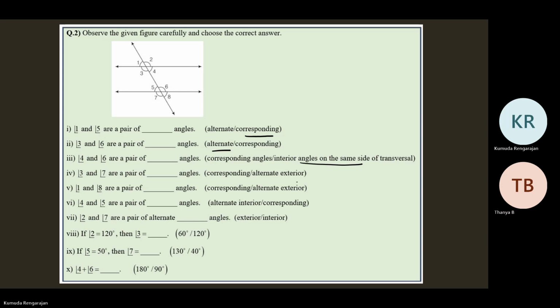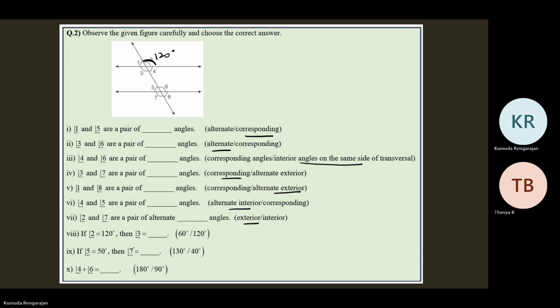3 and 7, corresponding angles. Correct. 1 and 8, alternate exterior. Correct. 4 and 5, alternate interior. Correct. 2 and 7, exterior. Correct.